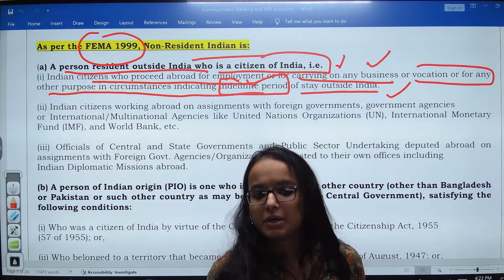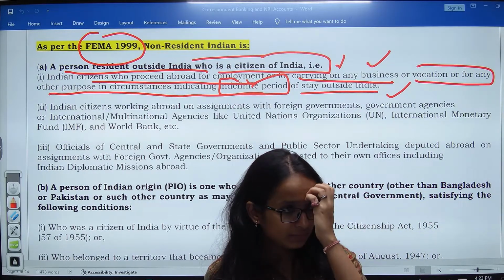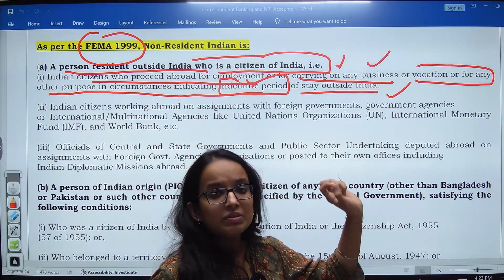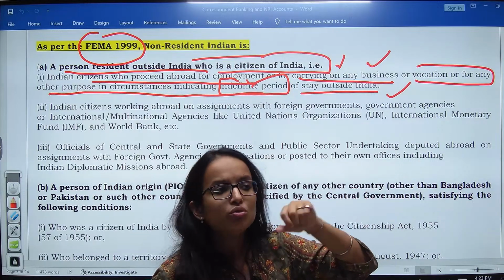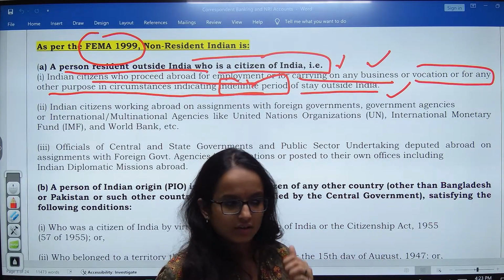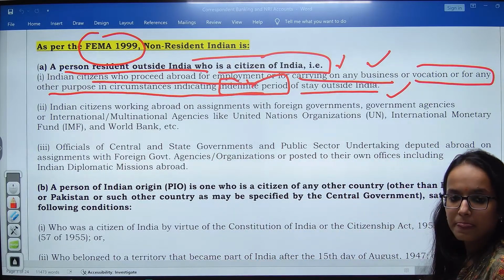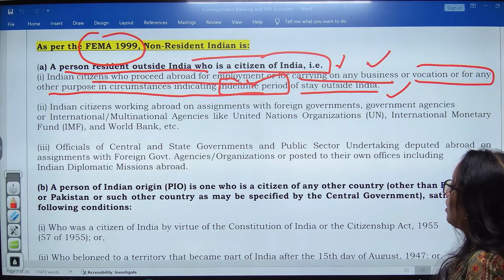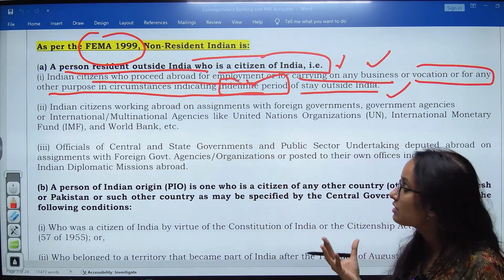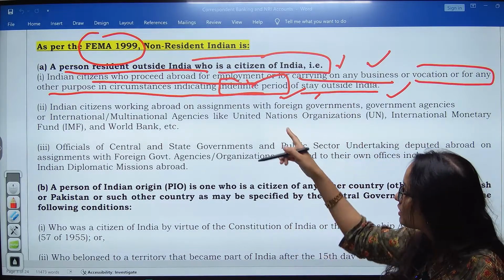So whatever the purpose is, broadly employment, vocational purpose, right? Business purpose, but any other purpose which reflects an indefinite period of stay. You don't even know for how long you will be staying there, right? So this is the thing. Are you able to understand? Or other purposes which have circumstances of indefinite period of staying outside India. So this is the first thing.